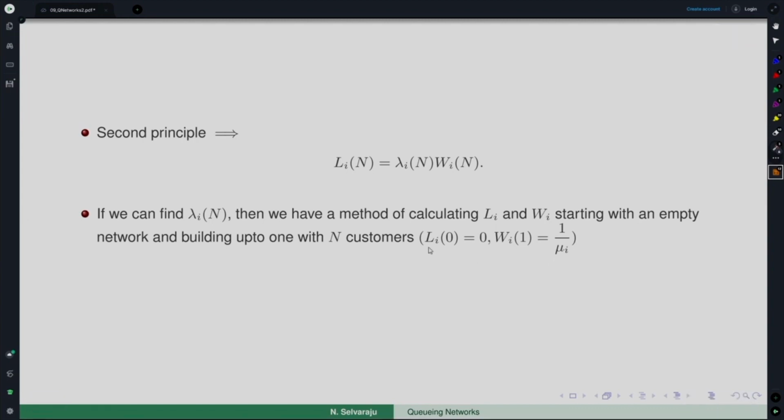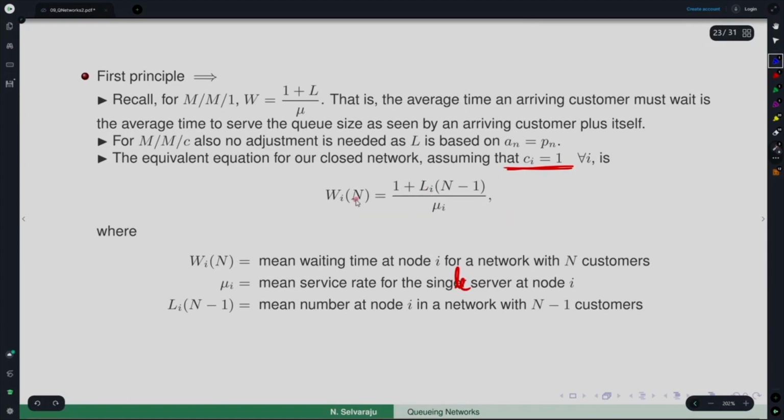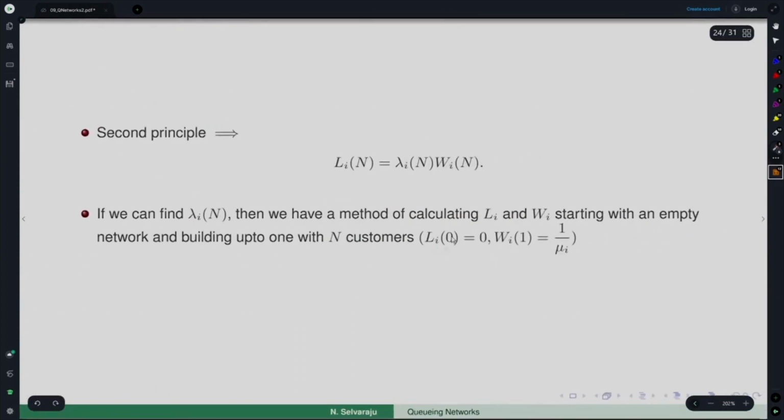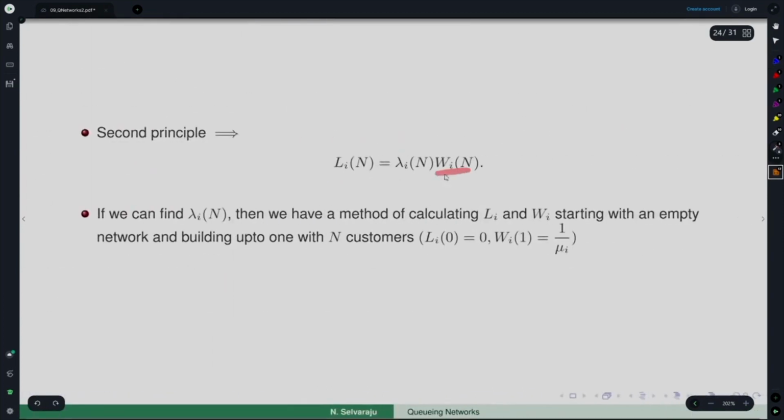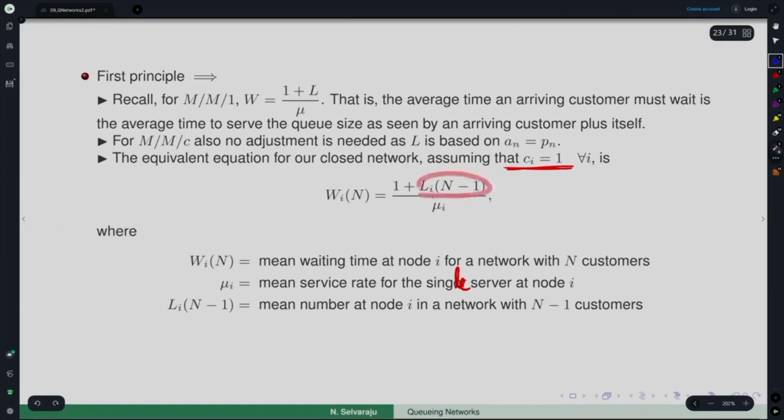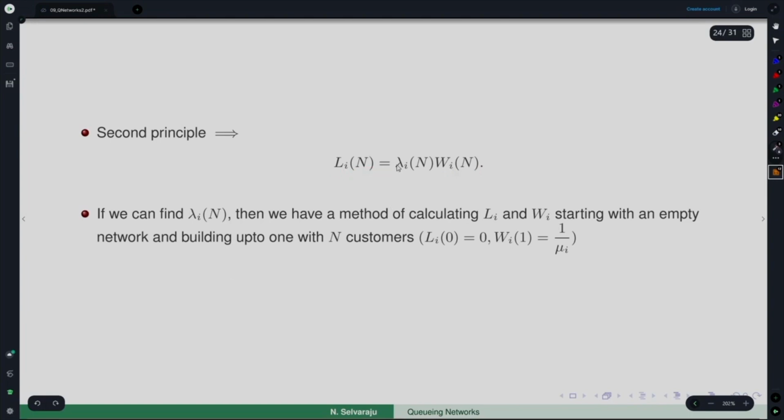When there is 1 customer, the waiting time is his service time only. Now, assuming that my lambda i's are there, you can see that this relationship, Wi of n, depends on Li of n minus 1. I start with Li of 0, and Wi of 1 I get from here. Once I have Wi of 1, from this relationship I will get Li of 1. Then with Li of 1, I go to this and get Wi of 2. Substituting Wi of 2 here again, I get Li of 2. So there is a way of computing Li and Wi successively for whatever number of customers n you want.